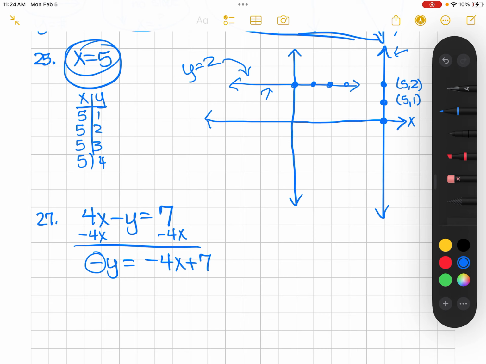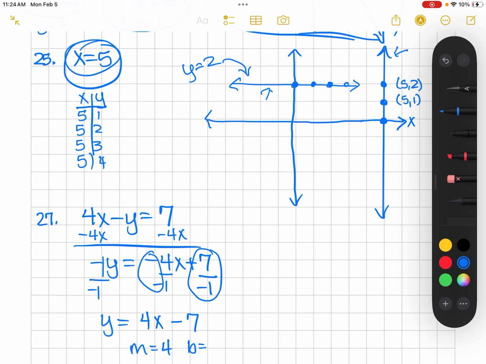And then I want to get rid of this negative. Some of y'all would be able to tell me how to get rid of that negative, and others would not. There are a lot of different ways you can do it. This is a negative 1 in front of the y, so I'm going to divide by negative 1. When I do that, I need to divide everything by negative 1. So y equals 4x, and then this one makes it negative, so it's minus 7. So my slope is 4, and my y-intercept, which we call b, is negative 7.